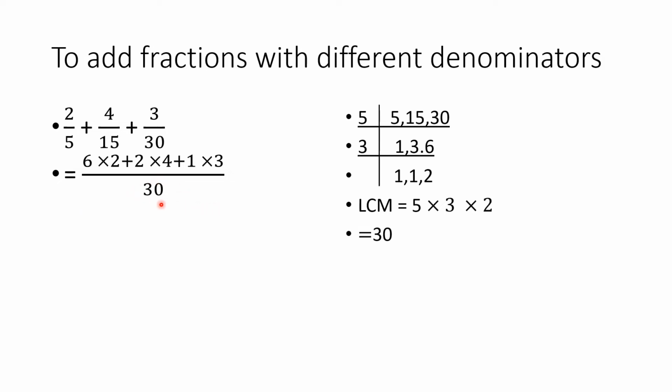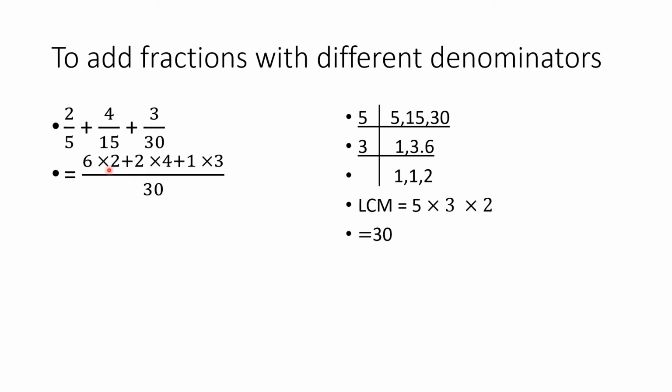We will write 30 here. Now we will divide 30 by 5. 5 sixes are 30. We will write 6 here. Multiply numerator, plus 15 twos are 30. Multiply numerator, plus 30 ones are 30. Multiply numerator.